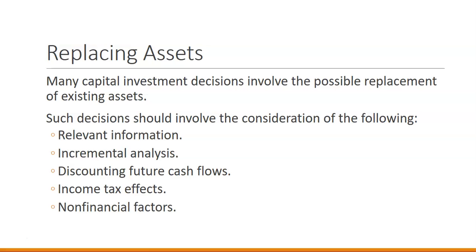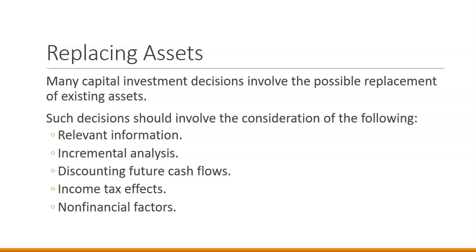A lot of capital investment decisions involve the replacement of existing assets. So, for example, replacing that bus. So we have relevant information and incremental analysis. Remember, that was our decision-making process from previous chapters, where we had what is a sunk cost versus what is a relevant cost, relevant incomes, and then what is the difference between the two decisions and our incremental financial information.